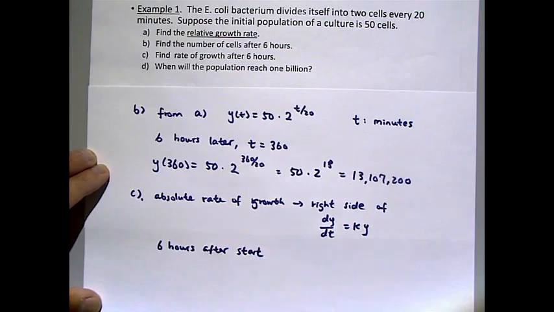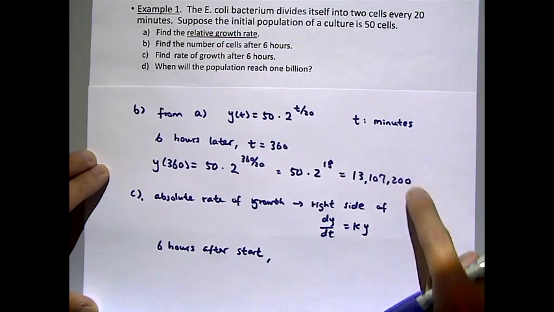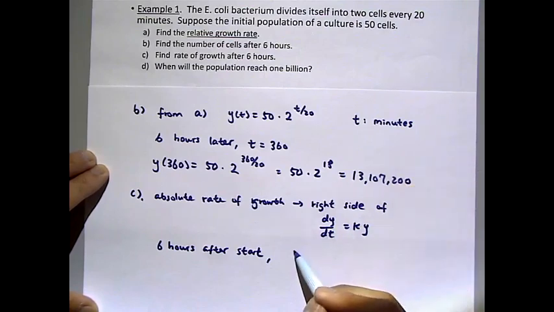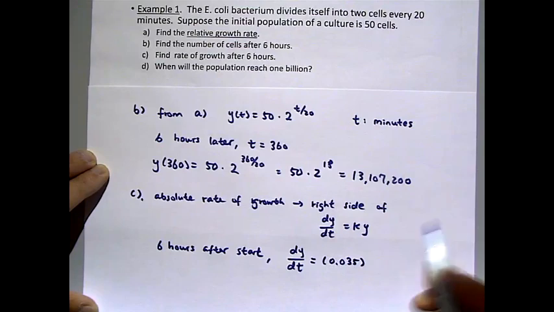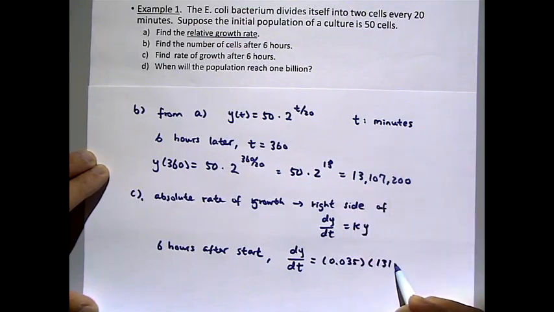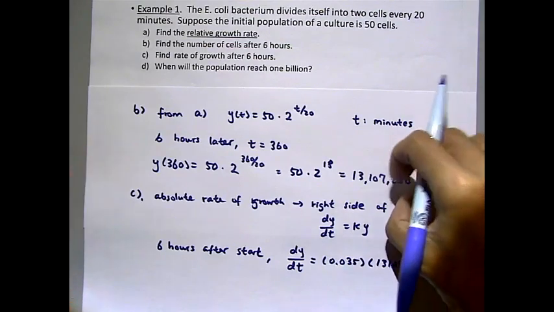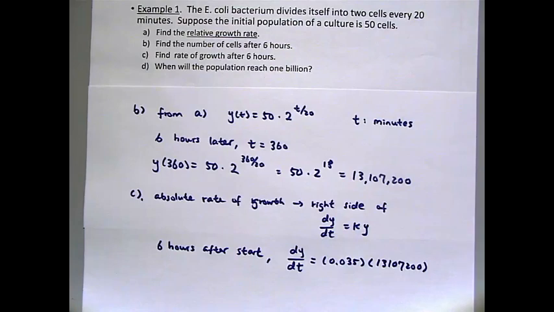And this is also pretty simple. You simply plug in the y, k we found earlier, and this y from part B. dy/dt is equal to k, which is roughly 0.035, right? And y from the part above, 13,107,200. It's relative to this number, so it's 3.5% of that number.